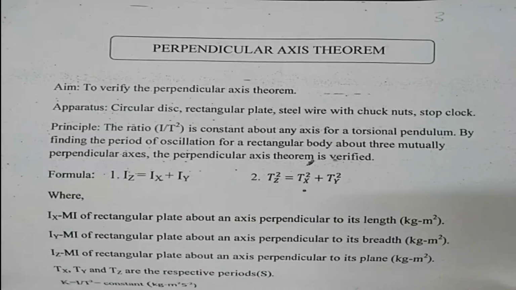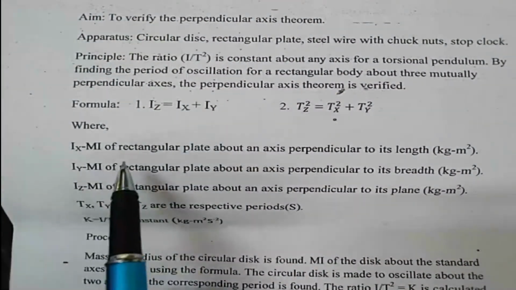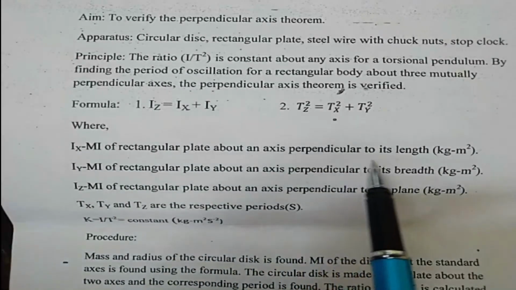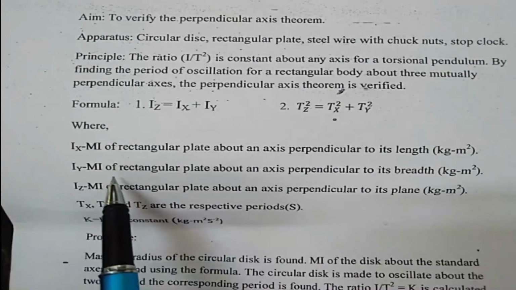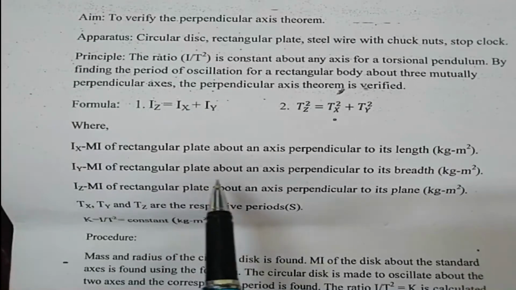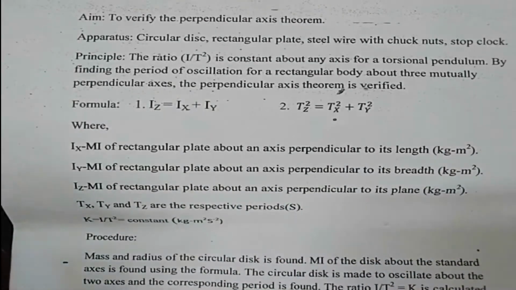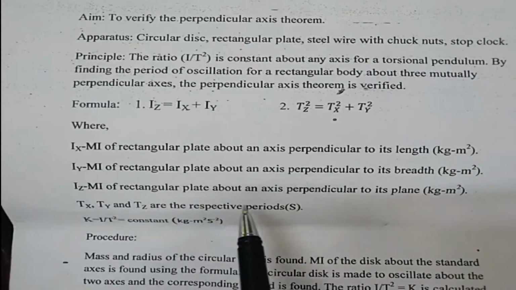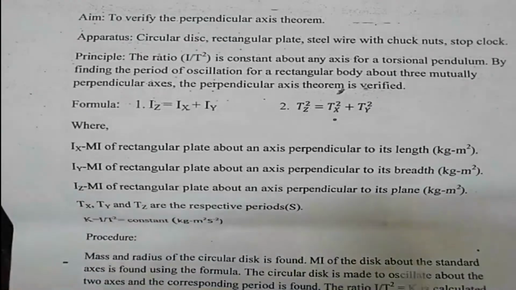Then what is this Ix? Ix is moment of inertia of the rectangular plate about the axis perpendicular to its length. Similarly, Iy is moment of inertia of rectangular plate about an axis perpendicular to breadth. Iz is moment of inertia of rectangular plate about an axis perpendicular to its plane. All these are measured in kg meter square.